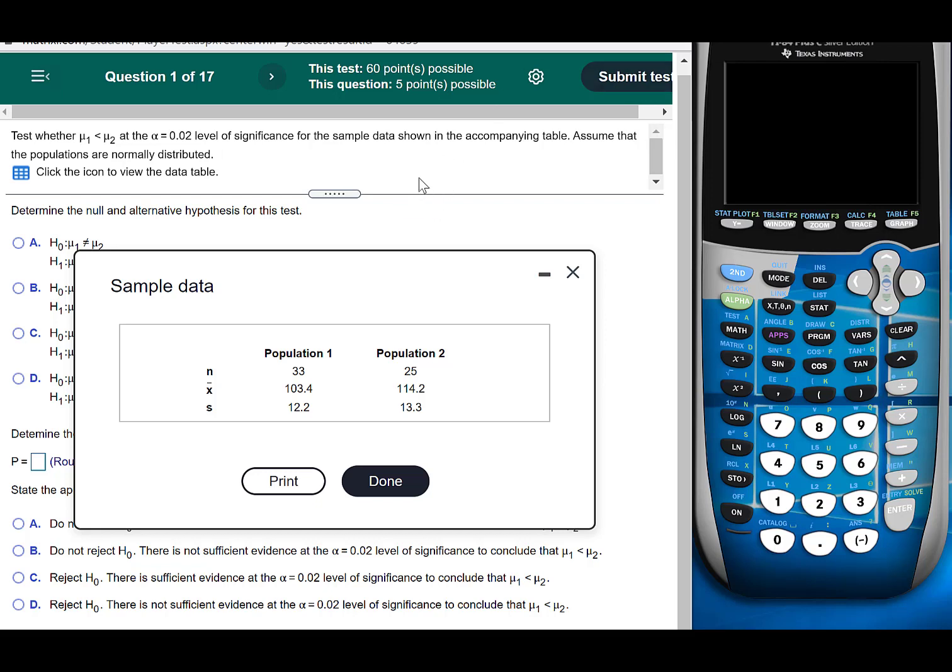Here's a video that has the worked-out solutions of the Test 3 study guide questions. So I'm going to begin with question 1.